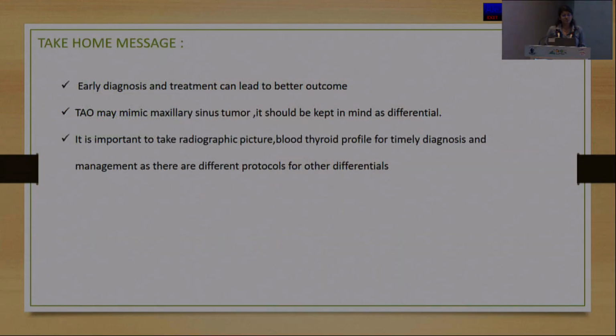So my take home message is that early diagnosis and treatment can lead to better outcome. Thyroid associated ophthalmopathy may mimic maxillary sinus tumor, so it should be kept in mind as a differential. It is important to take radiographic imaging and blood thyroid profile for timely diagnosis and management, as there are different protocols for other differentials. Thank you.